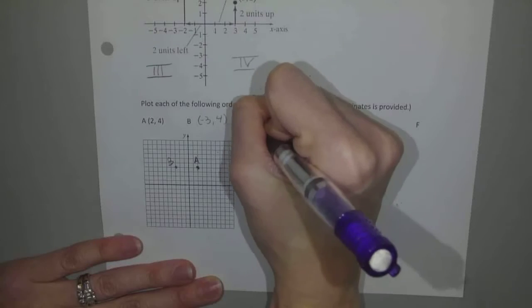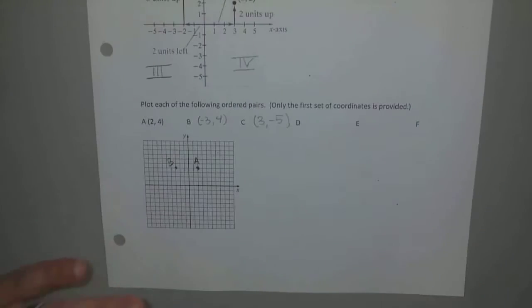All right, C, let's do 3, -5. So we're going to go to the right 3 and then down 5.